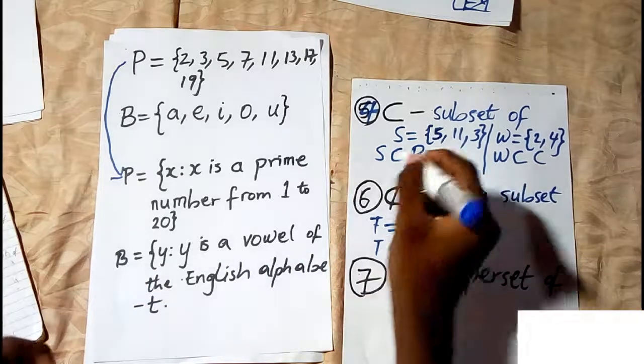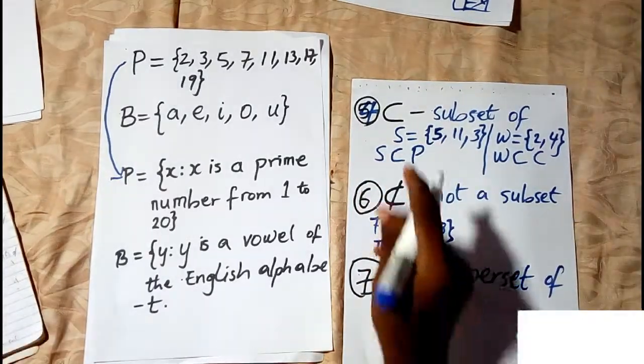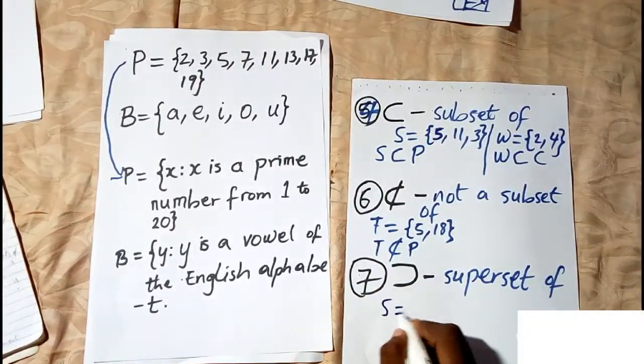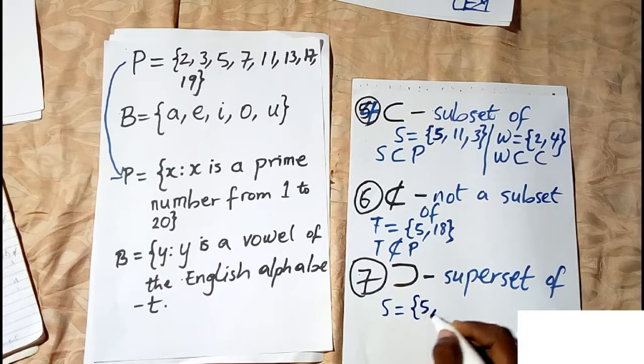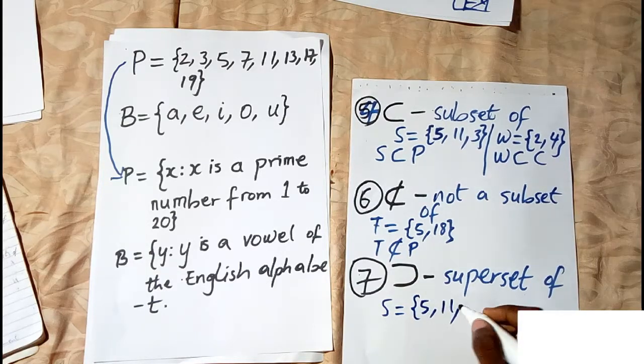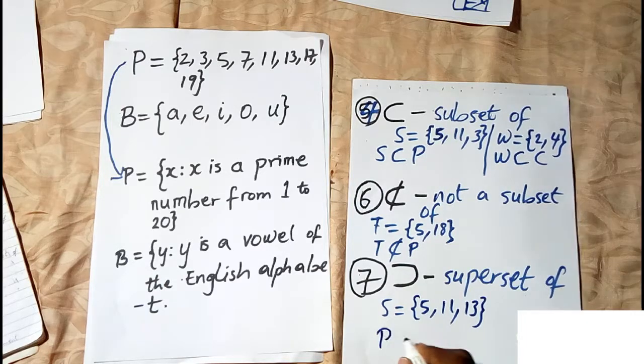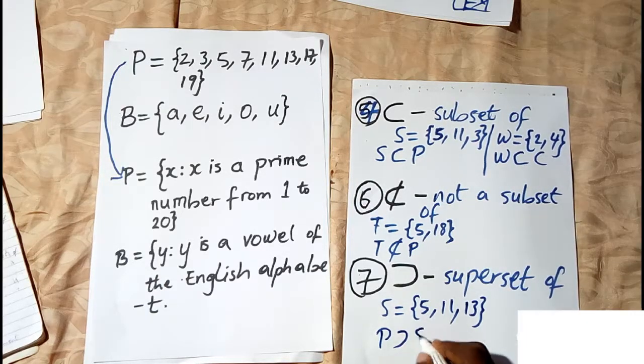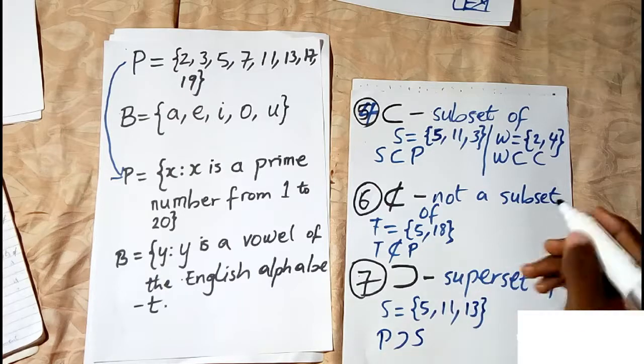So now we have that P is the superset of S. Say S is a set of 5, 11, and then 13, right? So now we'll say that P is a superset of S.